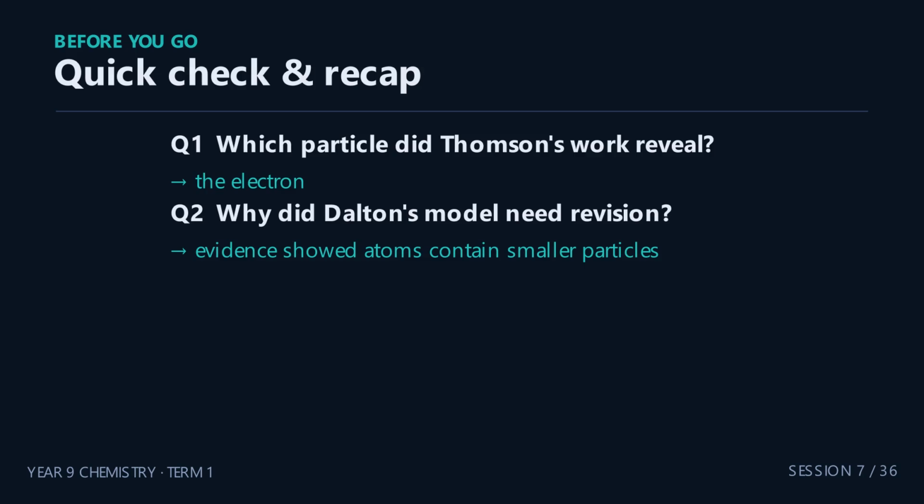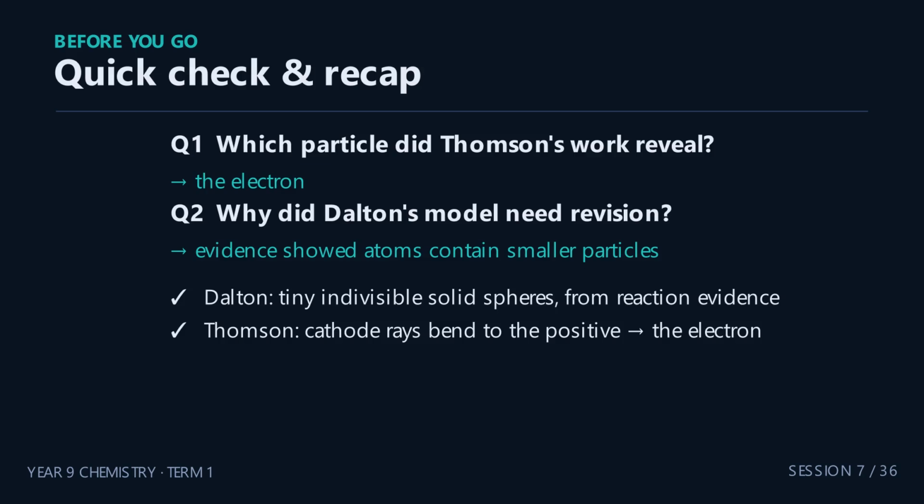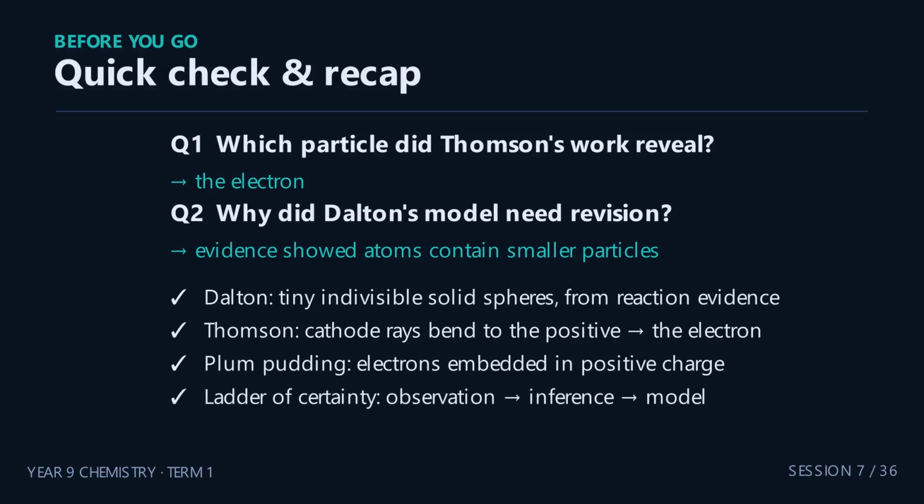Your recap. Dalton modeled atoms as tiny, indivisible solid spheres built on reaction evidence. Thomson's cathode rays bent toward the positive plate, revealing the electron and giving us the plum pudding model. And remember the ladder: observation, inference, model. Next session, a thin sheet of gold foil demolishes the plum pudding.